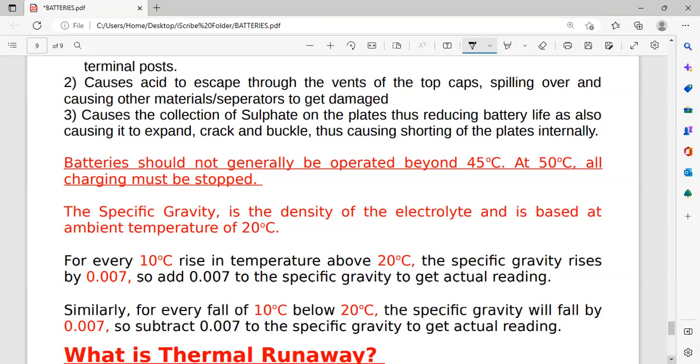Then if your temperature is above 20 degrees, say by 10 degrees, so the temperature is 30 degrees over there, then to that 1.280, you should add 0.007 to that reading. Okay, and if it is 10 degrees below 20, then you have to subtract 0.007 from that. Okay, everybody is clear?